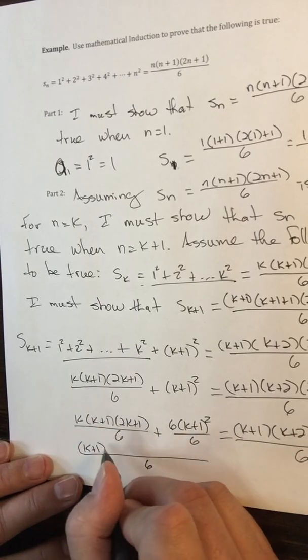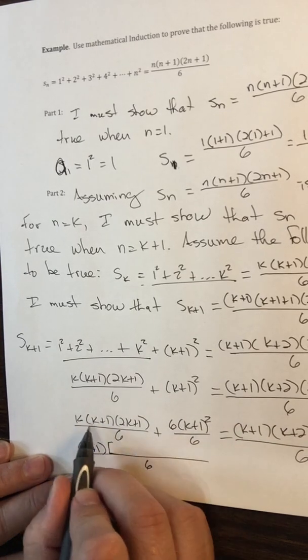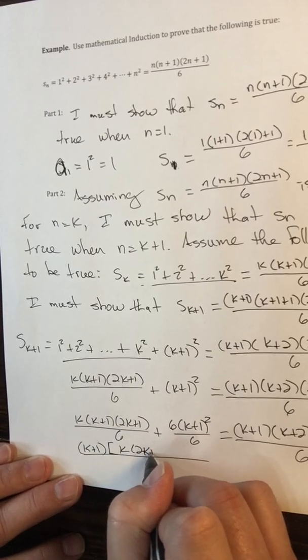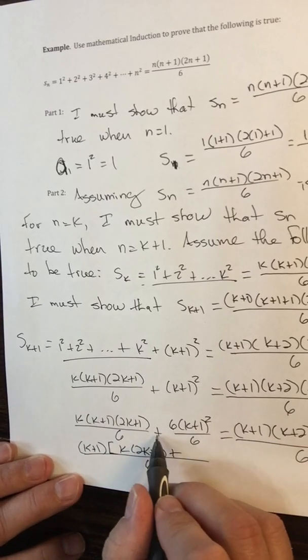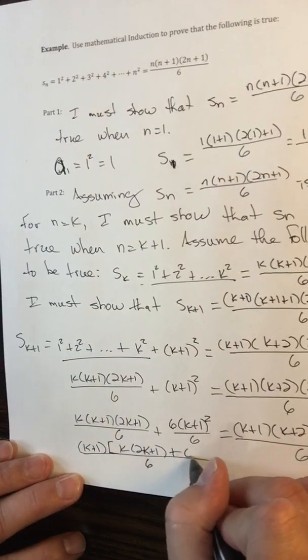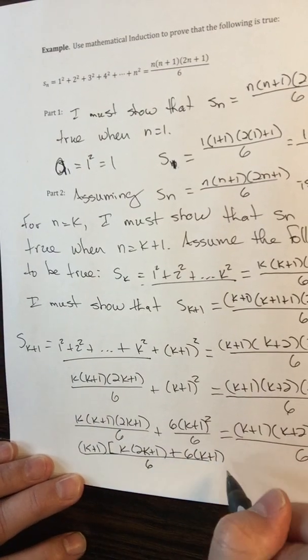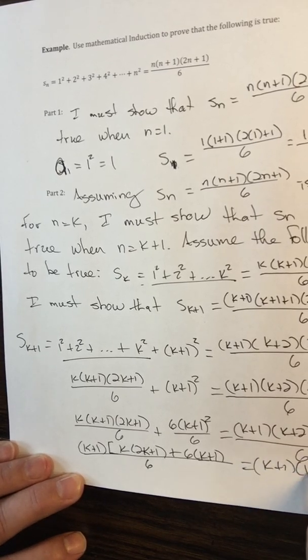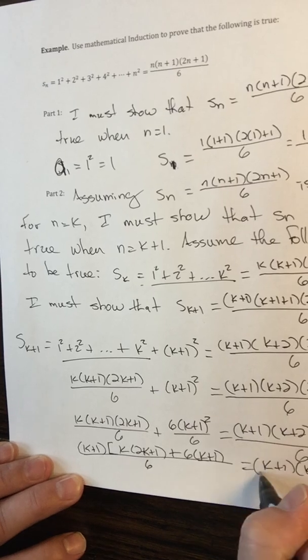Okay, if it's out from here, look what's left before this plus sign. k and 2k plus 1. Then there's my plus sign. And what's left here is 6 times only 1k plus 1. That's equal to k plus 1 times k plus 2 times 2k plus 3 over 6.